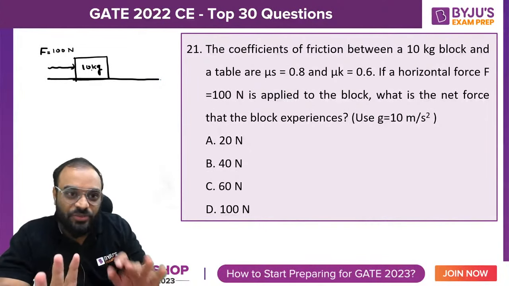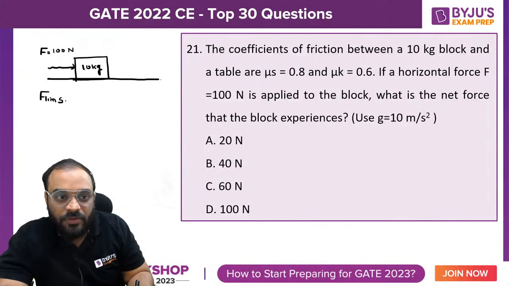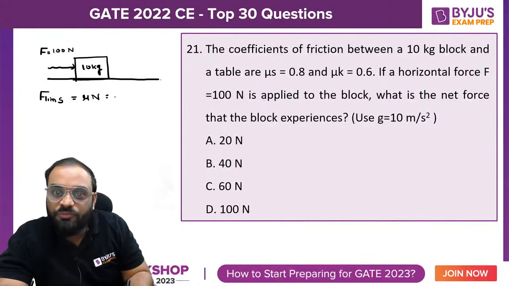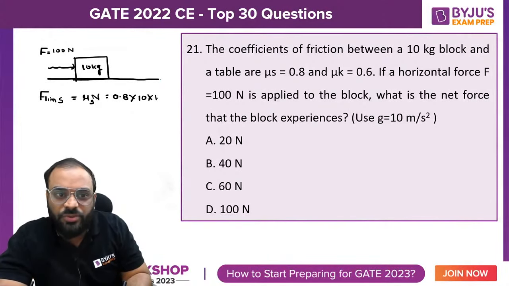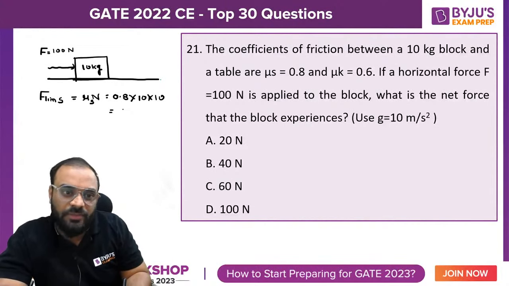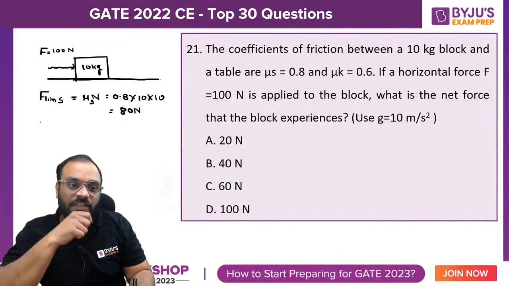So first you need to understand, guys, what is the value of limiting static friction force. That will be equal to mu into N, right? So what is the value of mu for static? It is 0.8 multiplied by N. N is equal to how much? mg. So 10 into, you need to use 10 in this case, right? So it will become how much? 80 Newton.